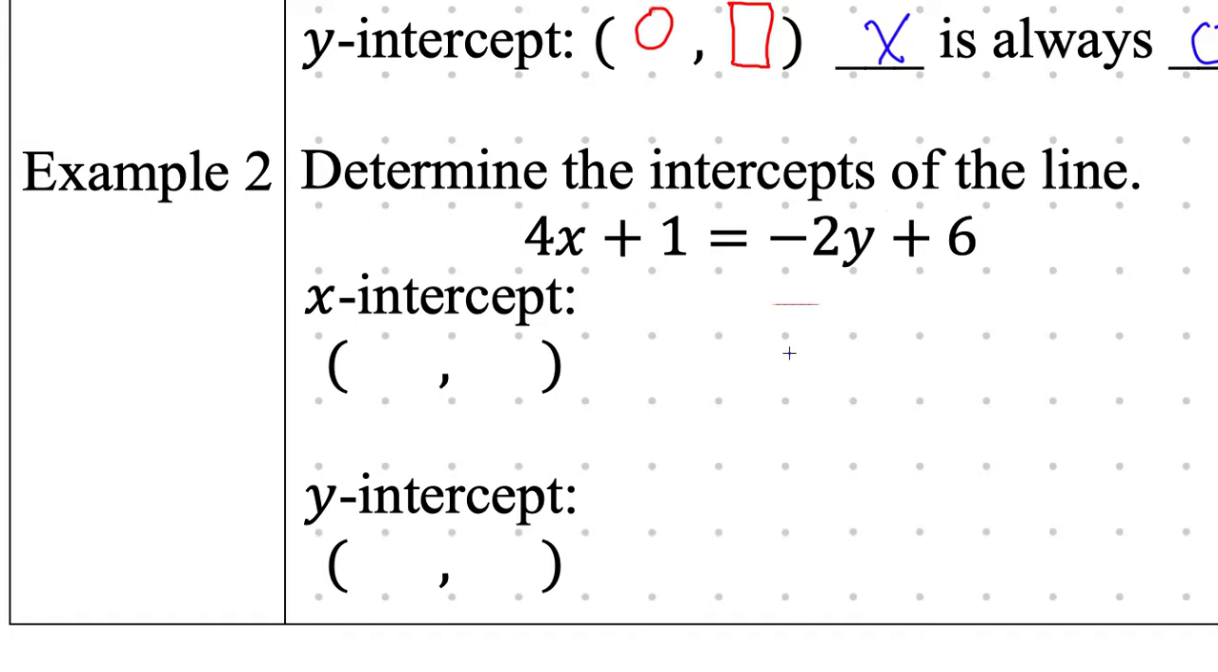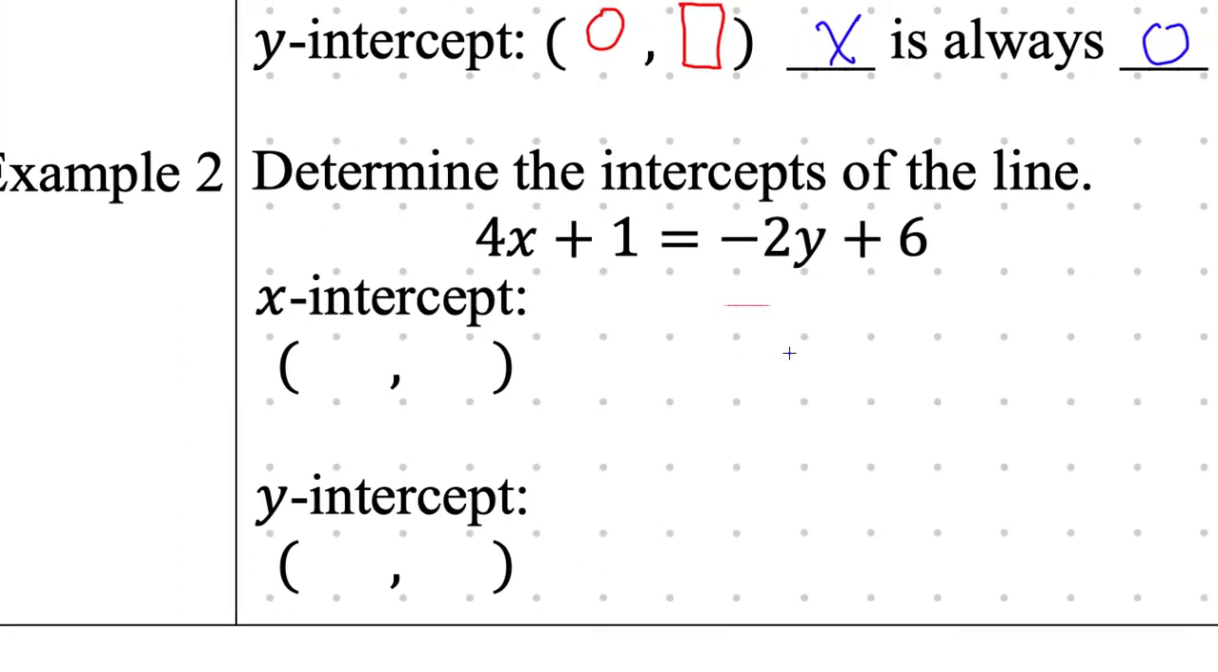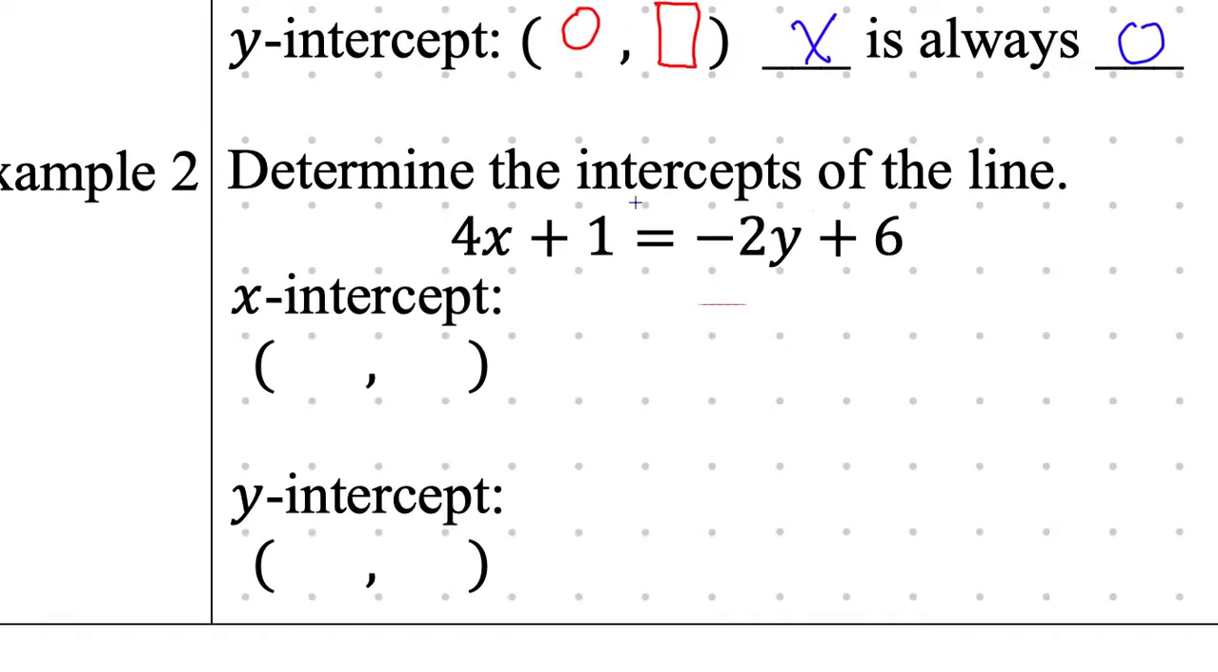You are eventually going to want to subtract 1 from both sides to try to simplify. We can do that right now. It's kind of the second step, but we can do it first. So if we subtract 1 from both sides, I get the equation 4x is equal to negative 2y plus 5. But I still have two variables, which is kind of confusing. So how do I get an x-intercept?